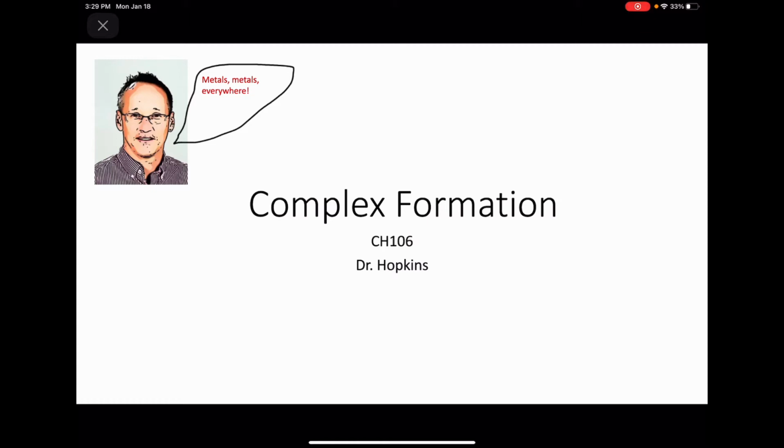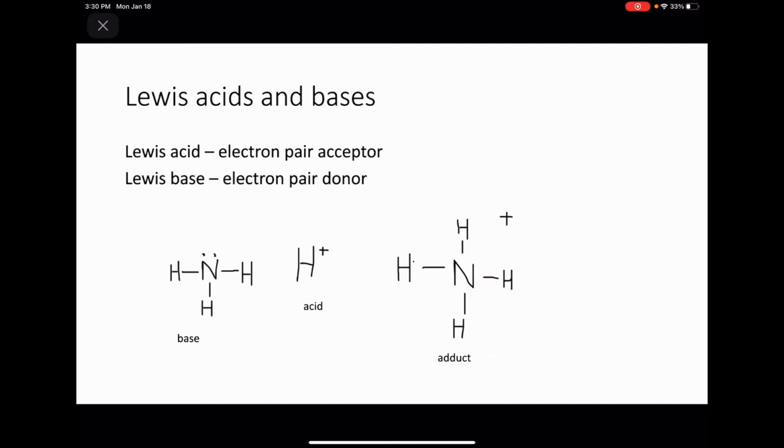Here we're going to briefly introduce a concept of reactivity around complex formation in Lewis acids and Lewis bases. So we're going to start with this idea of a different definition of acids and bases.